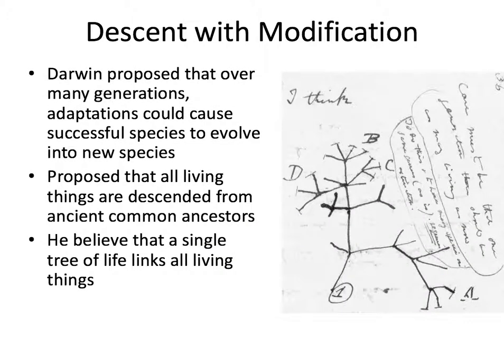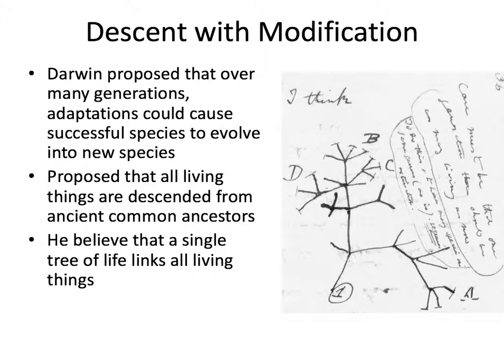Okay. Descent with modification. Darwin proposed that over many generations, adaptations could cause successful species to evolve into new species. He also proposed that all living things shared or descended from ancient common ancestors. They shared ancestors, and that included human beings. He said that living things all share a common ancestor that came before them a long, long time ago. And he believed that a single tree of life links all living things.